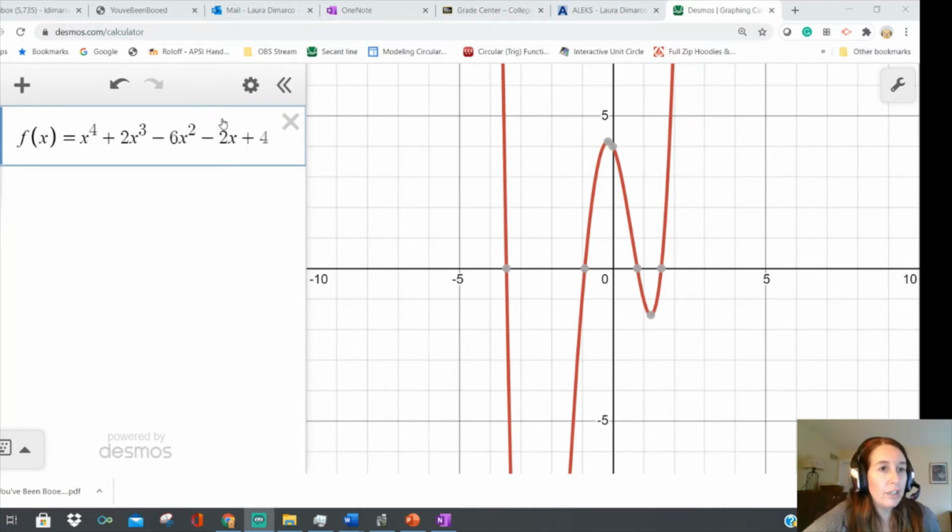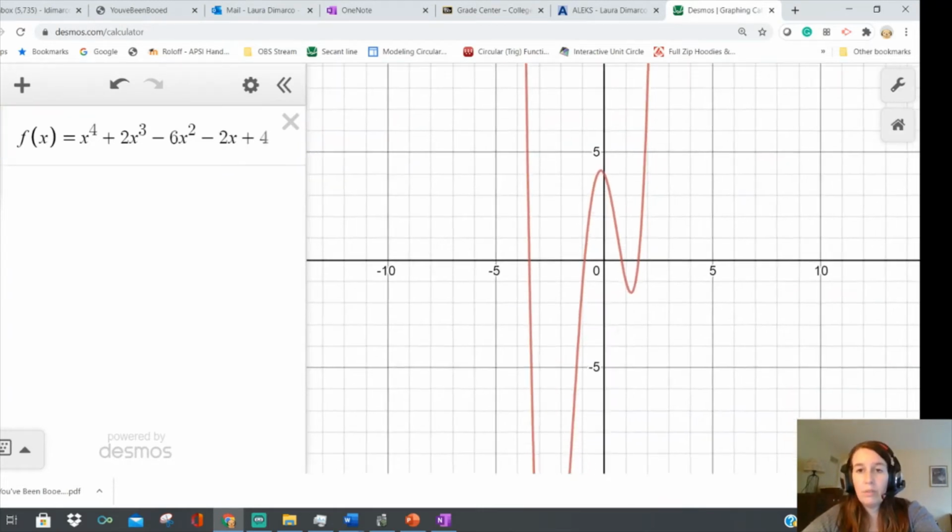Over here, you'll have a list where you can type in functions. I typed f of x, and then I typed the function in. You can actually type y equals, and I think you can just type the function in. I can't really remember. I usually type something equals. But I think you can just type x to the fourth, etc. Okay, so you graph the function, and then you see this function. It graphs pretty quickly.